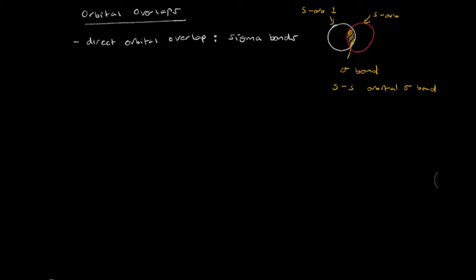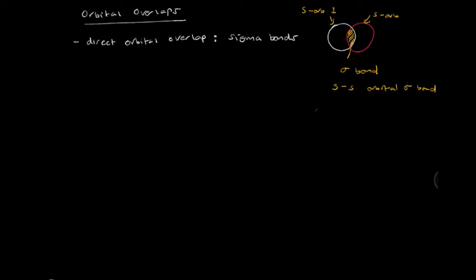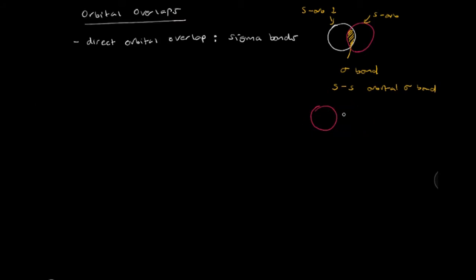Okay, so that's essentially one type, but you can also have a combination of different orbitals. For instance, if I had one orbital, let's do it in red, and let's say this is an s orbital, and the second orbital, let's do it in green here, it's a p orbital.